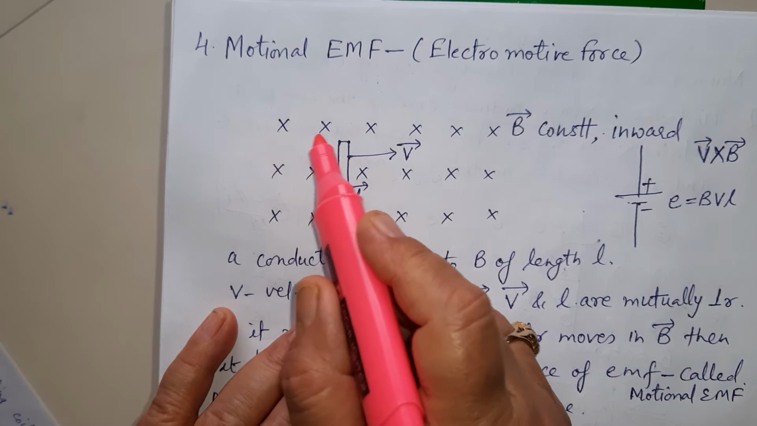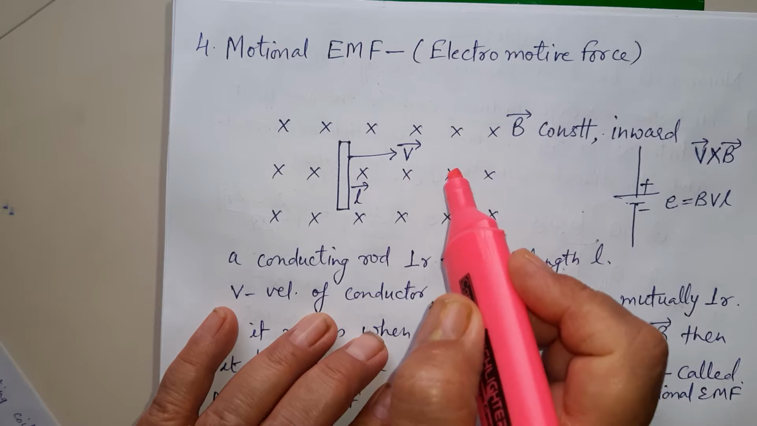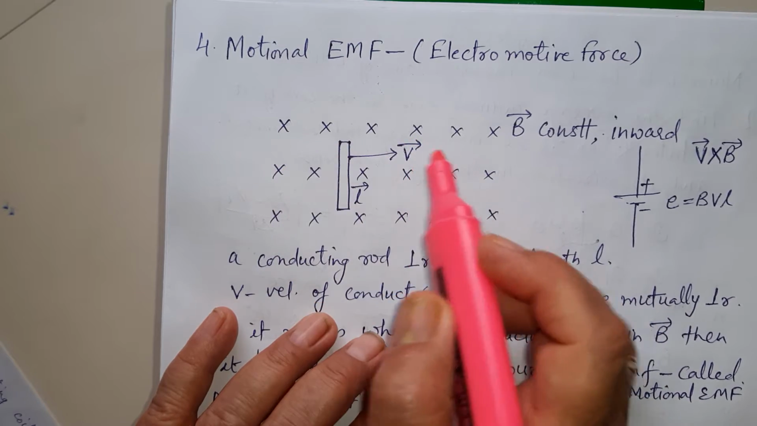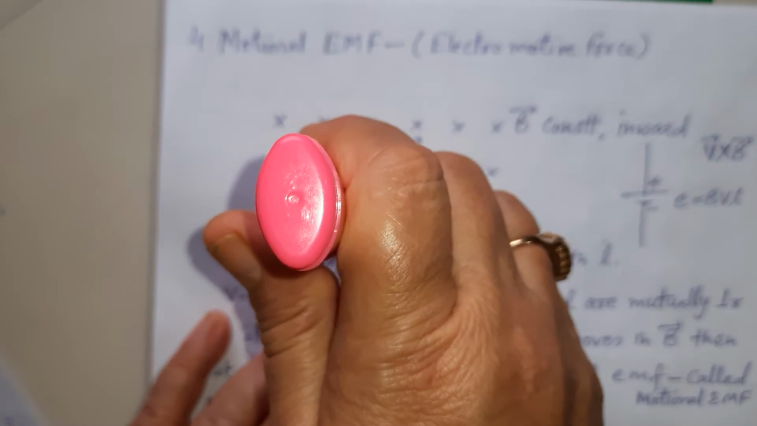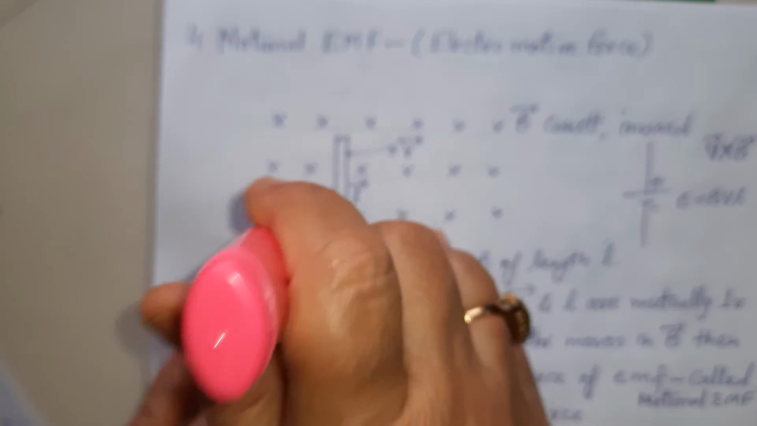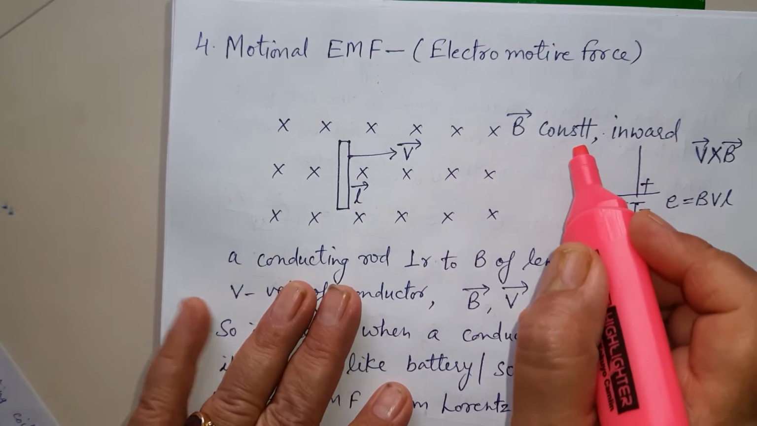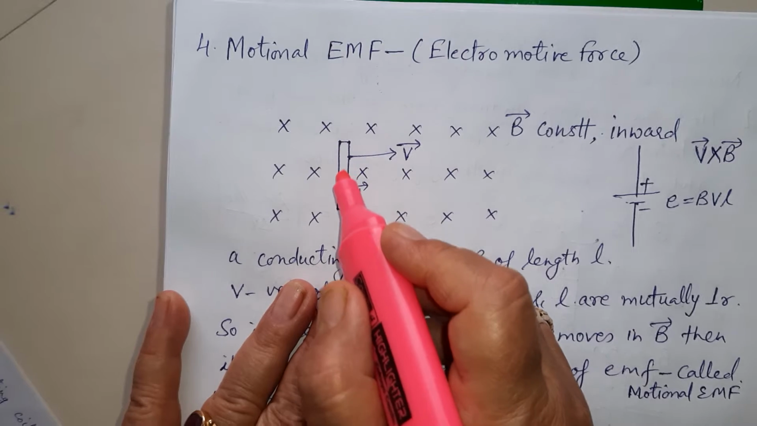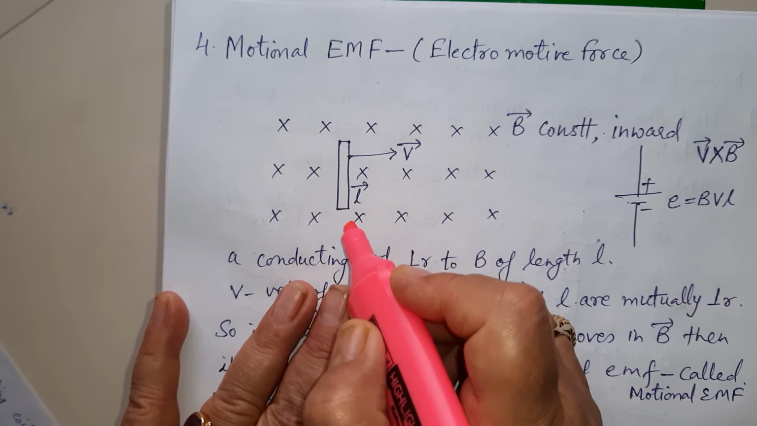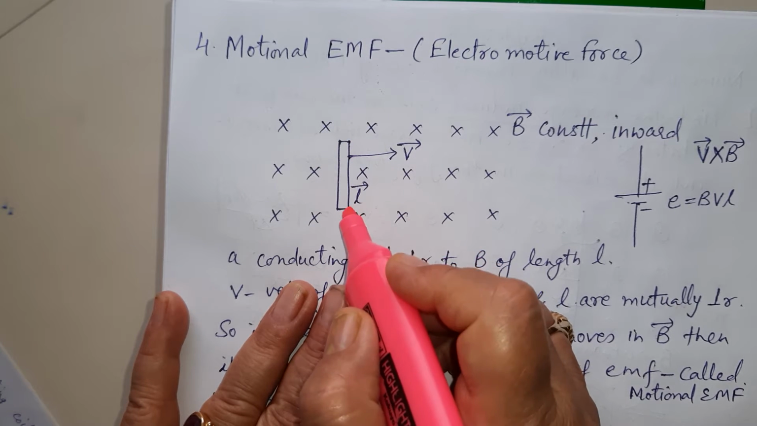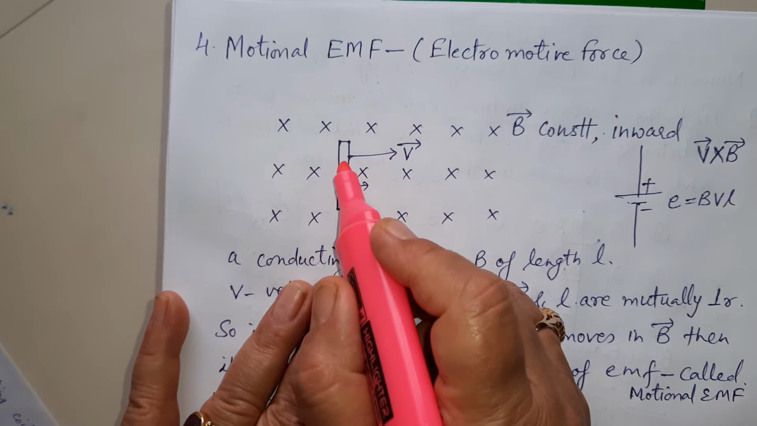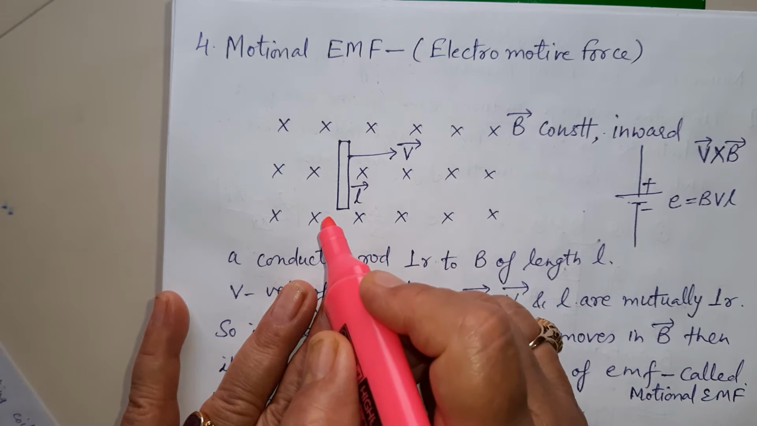This is a magnetic field. As the symbol indicates, the magnetic field is inside, towards the paper. If it is constant, then a conductor is there. This is the conductor whose length is L and it is moving with velocity V.